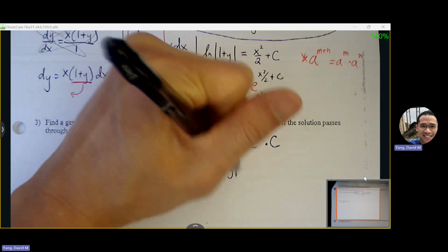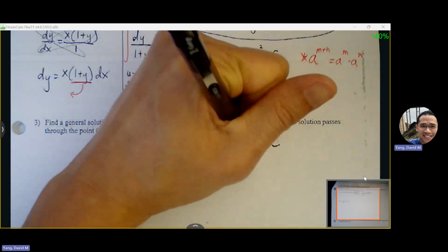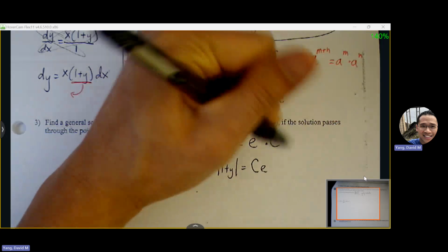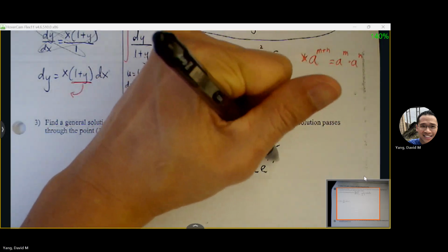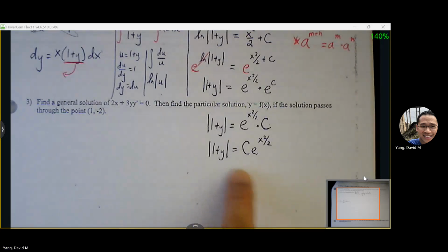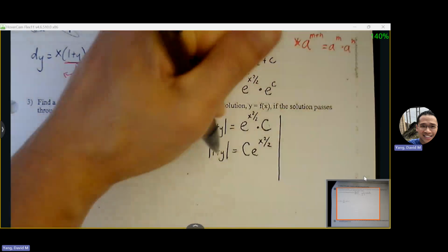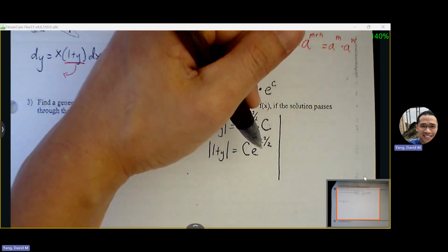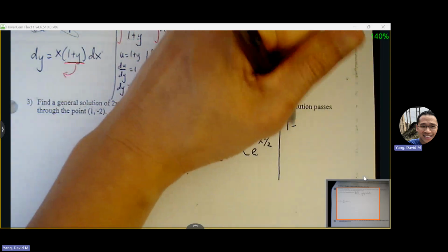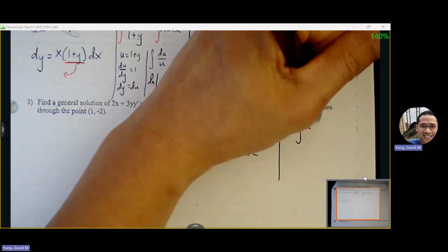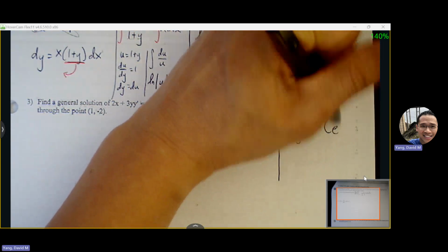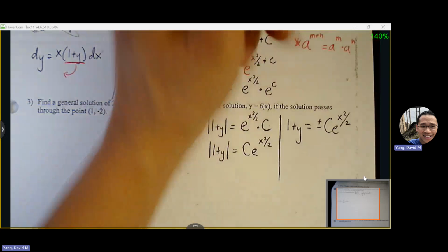Okay, almost there. I'm going to pull the coefficient out in front. I like to have that coefficient in front of my variable. And then we're going to now drop the absolute value. Anytime you drop the absolute value, we need to represent it with a plus or minus on the right side. So 1 plus y is equal to plus or minus c e to the x squared over 2.